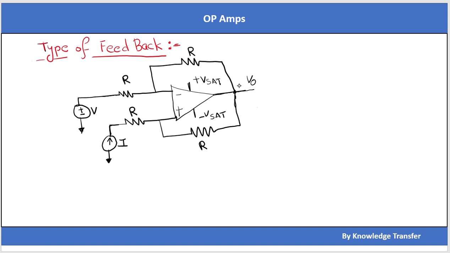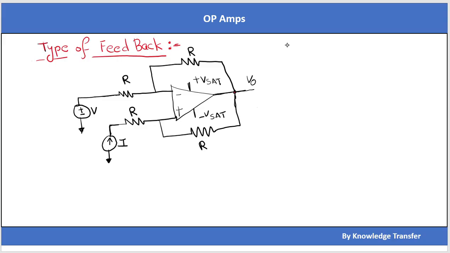Hello everyone. In this video, let's discuss how to find the feedback of an op-amp. Here we have an op-amp which is connected to both the inverting input and the non-inverting input with resistors like this. To find which type of feedback it has, we first need to follow a few steps.